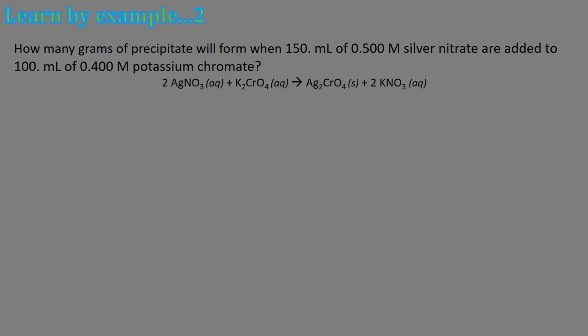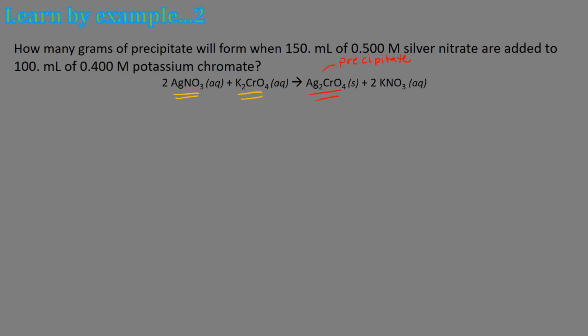All right, second example: how many grams of a precipitate will form when 150 milliliters of 0.5 molar silver nitrate, which is this one, are added to 100 milliliters of 0.4 molar potassium chromate? So the precipitate is going to be the silver chromate, because it's the solid.